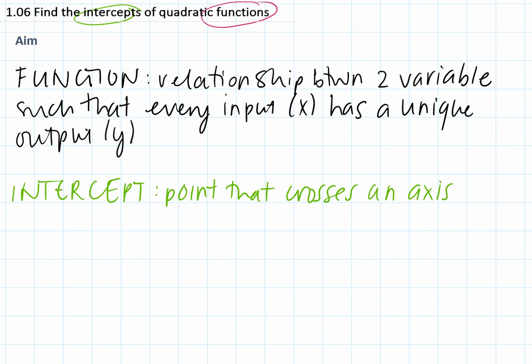Today we'll be focusing on quadratic functions, and we know that quadratic functions are functions in the form ax squared plus bx plus c. Being that they're functions, these are now going to be equal to our output variable y, or f of x. So let's get started with our guiding idea.